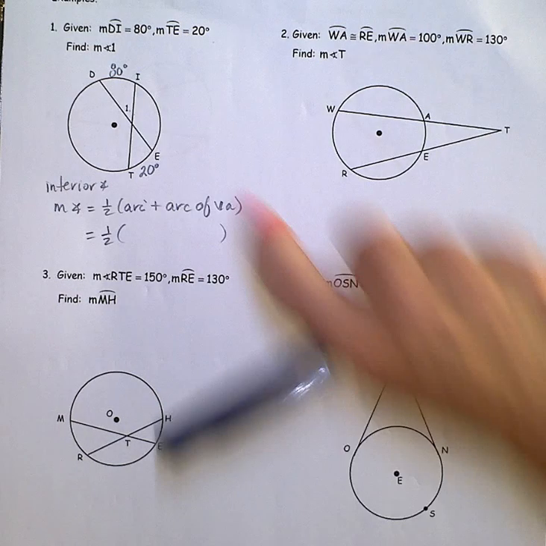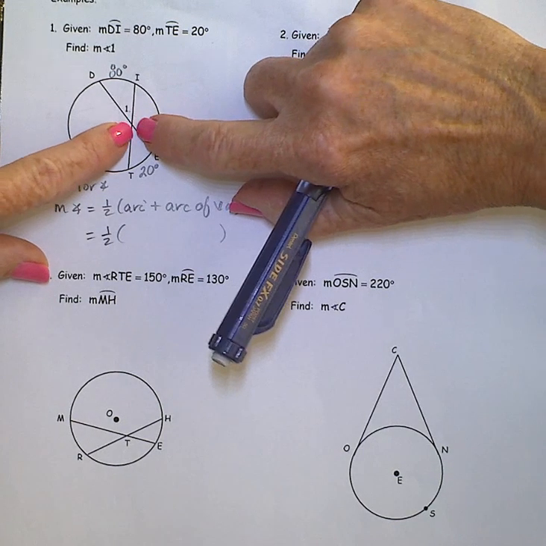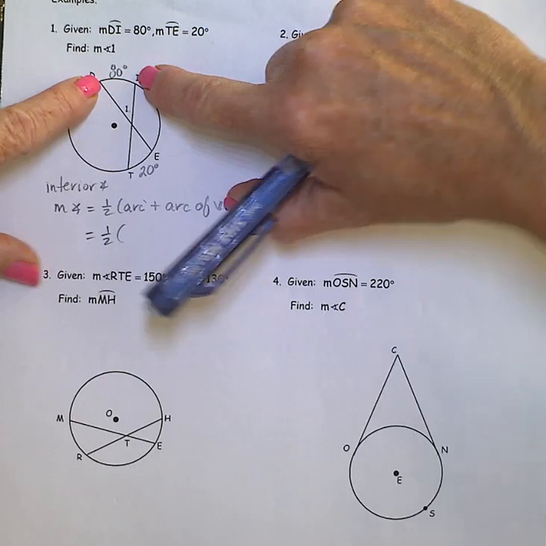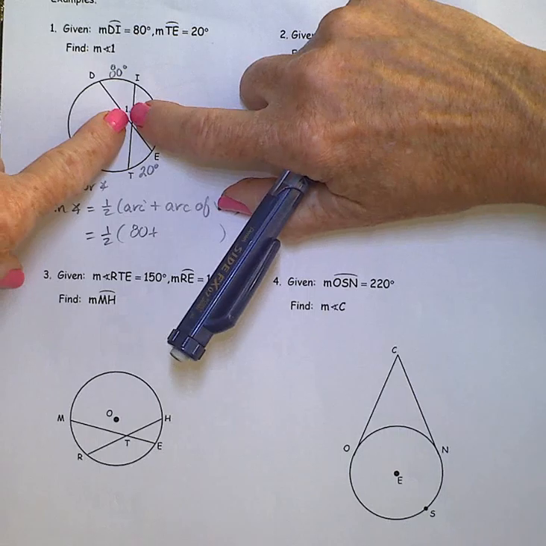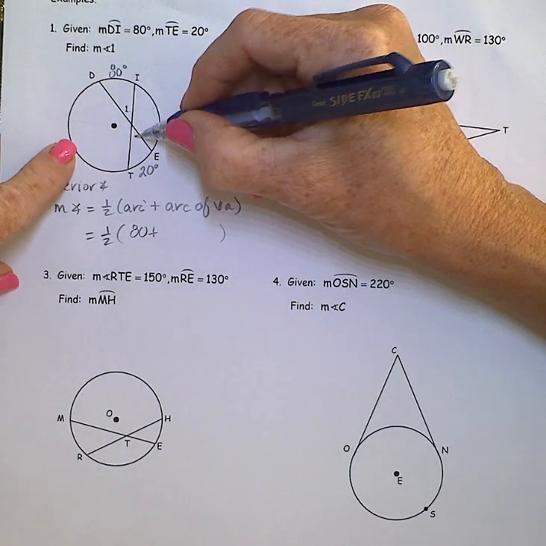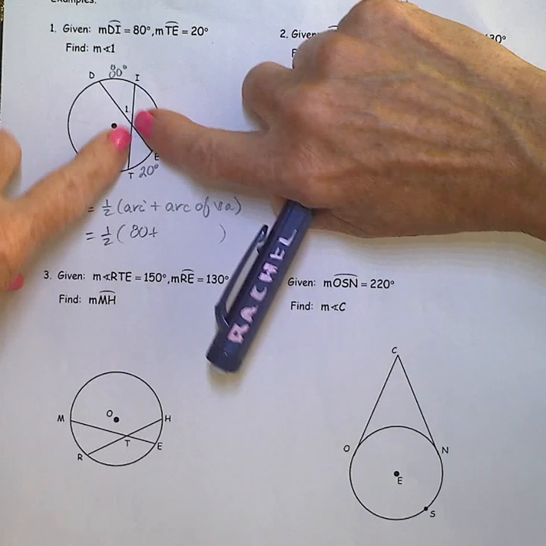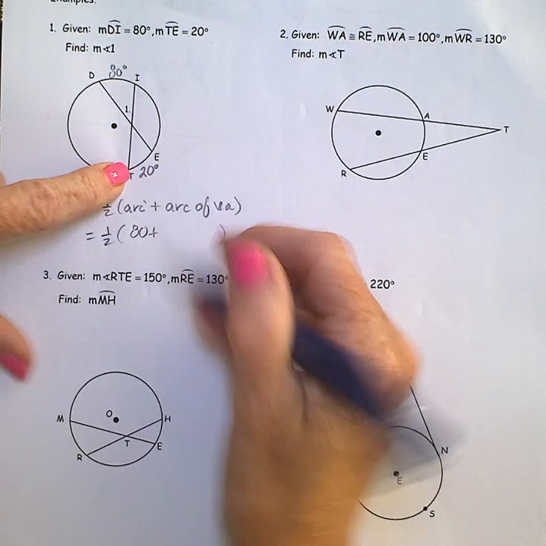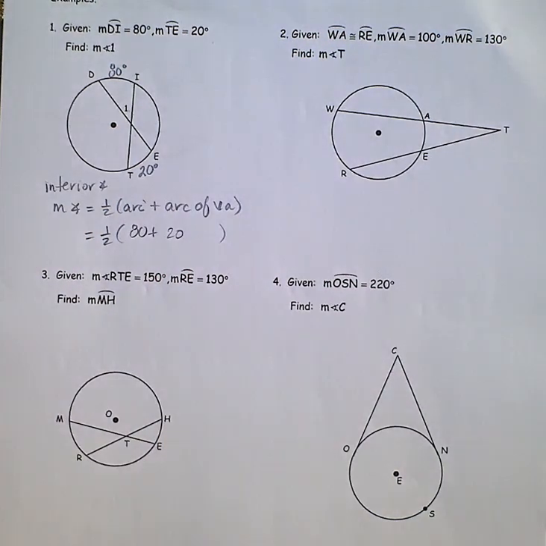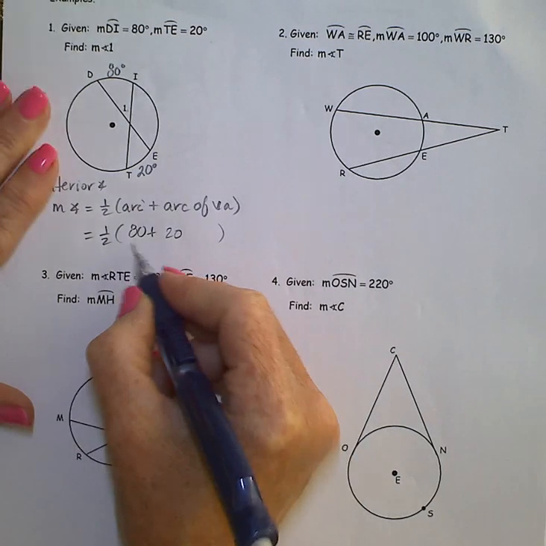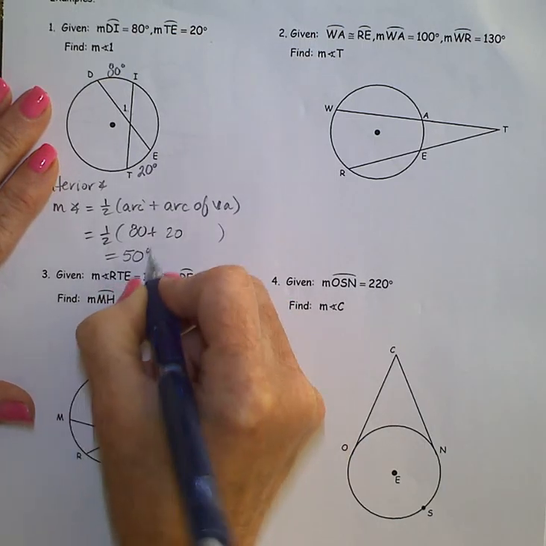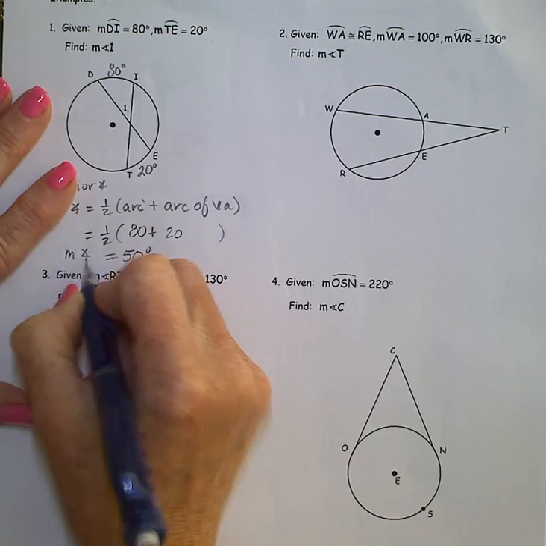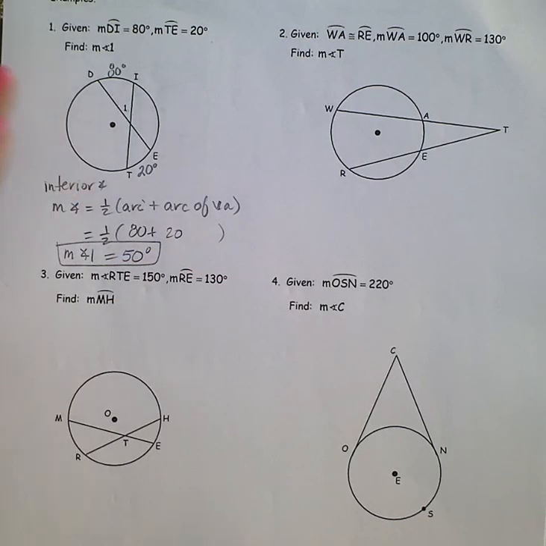Okay, angle 1, follow the sides out. Its arc, 80 degrees, plus the arc of the vertical angle. Find the vertical angle for angle 1, it's right here. Follow those sides out and we get 20. In your head, 80 plus 20, 100 times half, 50. So the measure of angle 1 is 50 degrees. That's it.